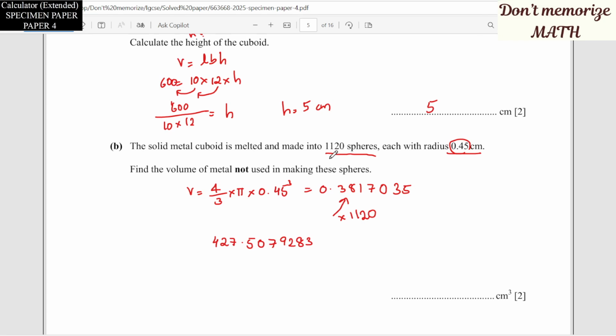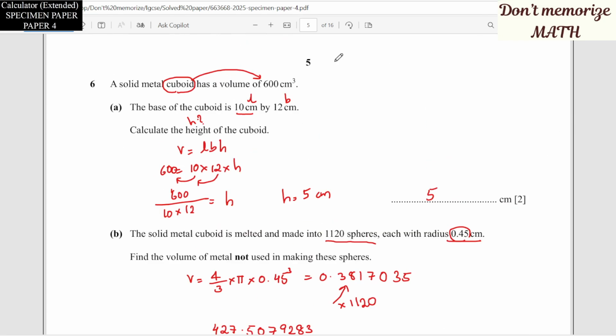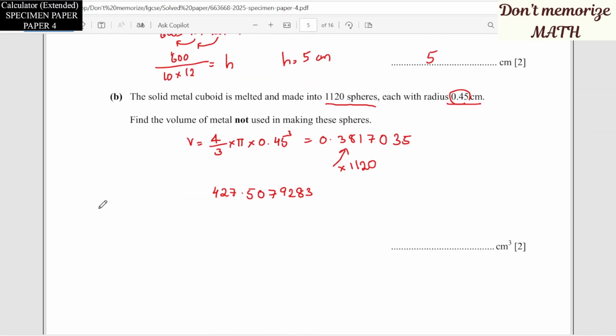So now we need to find out the volume of metal remaining, not used for making these spheres. The volume of the cuboid we already have from the previous part, that is 600. So you can find the remaining volume by 600 minus 427.5079283. No need to type it in the calculator, just type 600 minus answer, because our previous answer is this one. So just use the answer button.